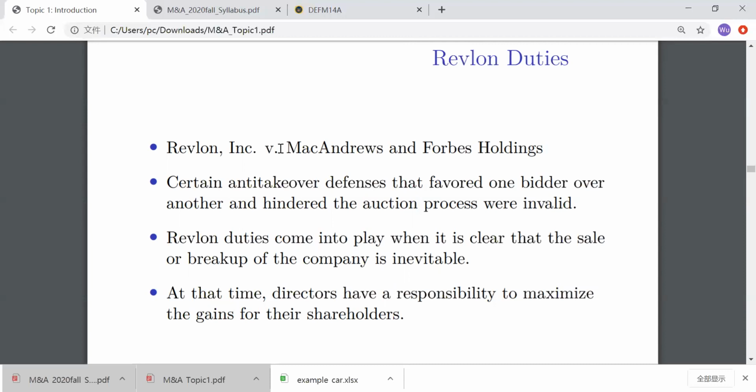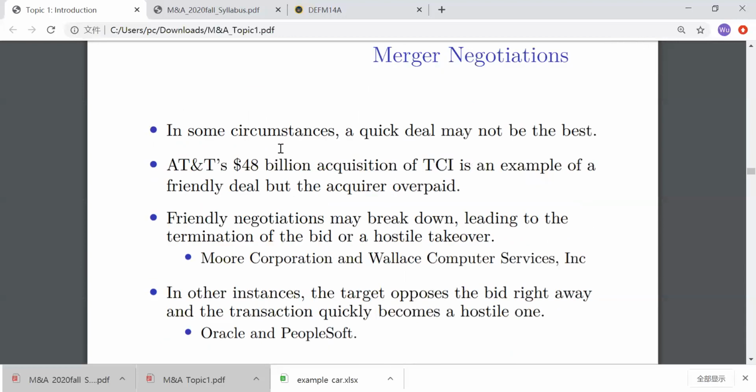So again, the court believed that Revlon had taken a takeover defensive strategy that is not good for the target shareholders. That's why the Revlon duty was established. These duties come into play when it is clear that a sale of the company is inevitable. When the sale of the company is inevitable, Revlon duty makes sure that the directors have the responsibility to maximize the gains for their shareholders. For example, an acquirer makes an offer to the target. The target's directors have the responsibility to look for the best offer for the target shareholders. So this is what the Revlon duty is about.